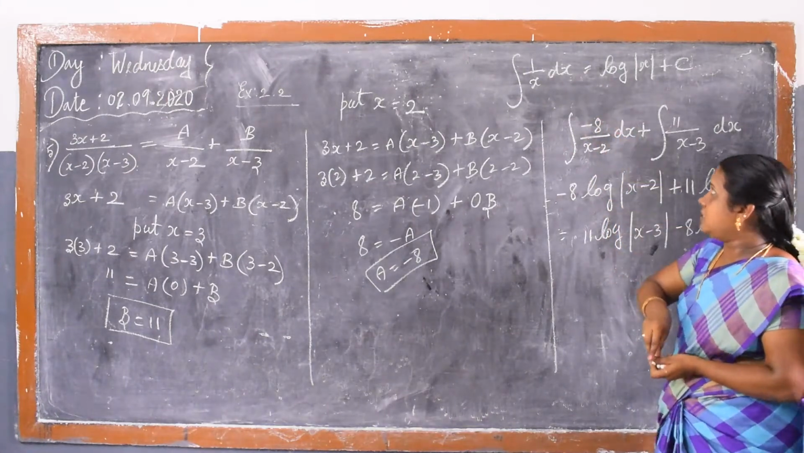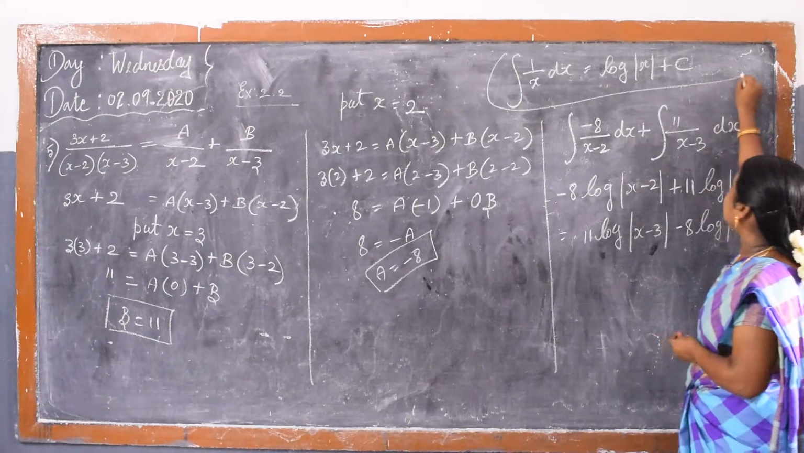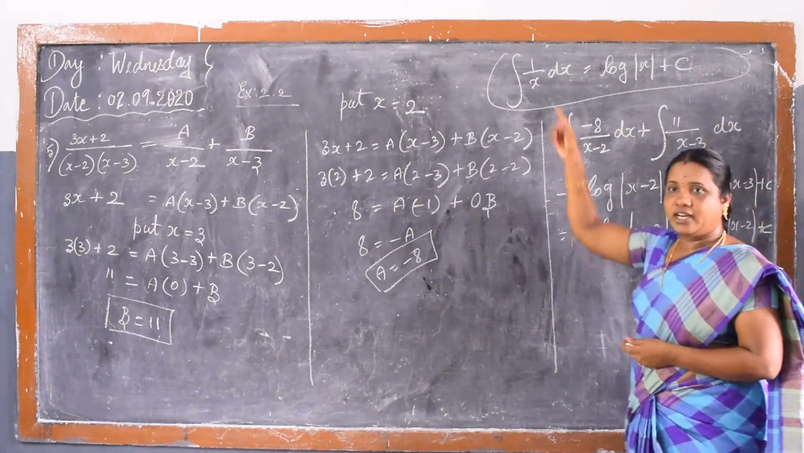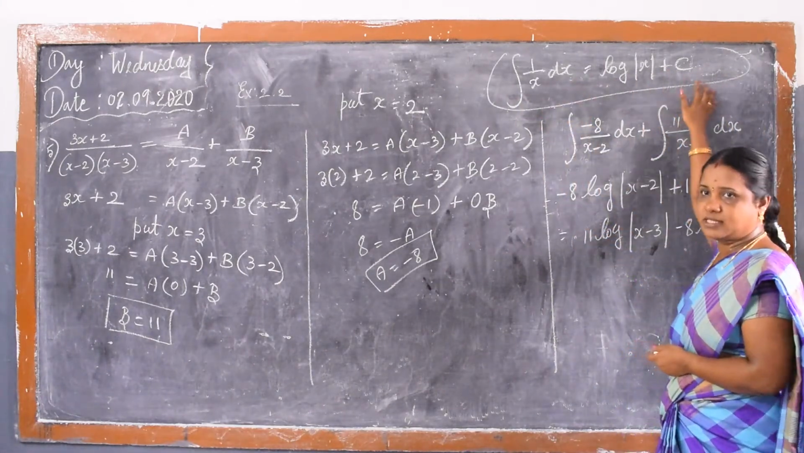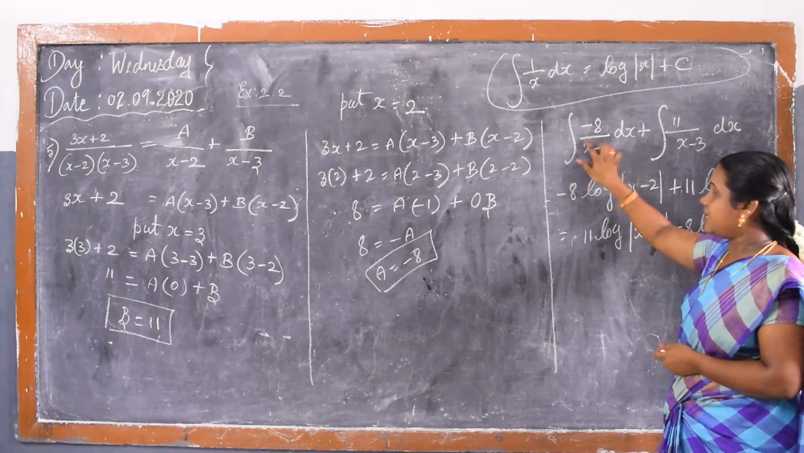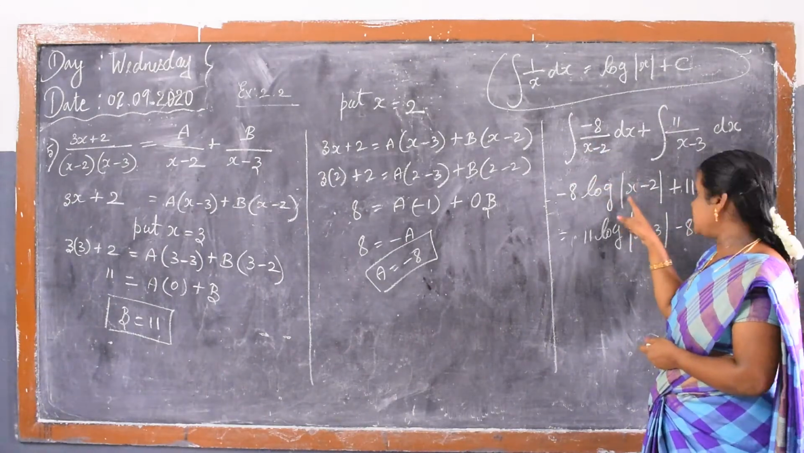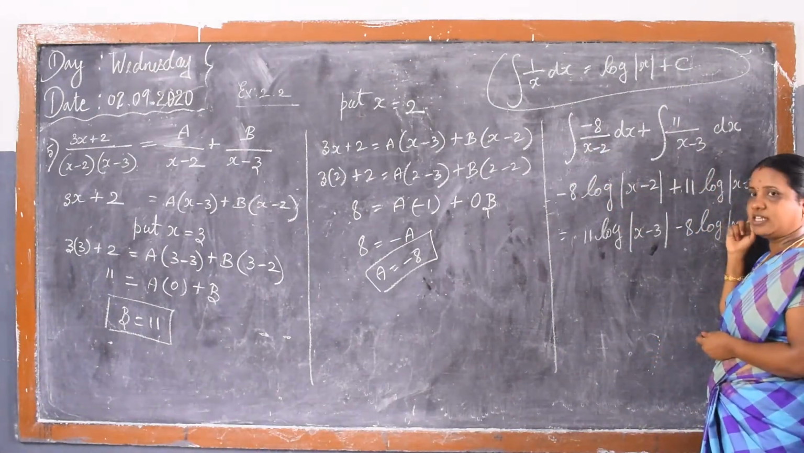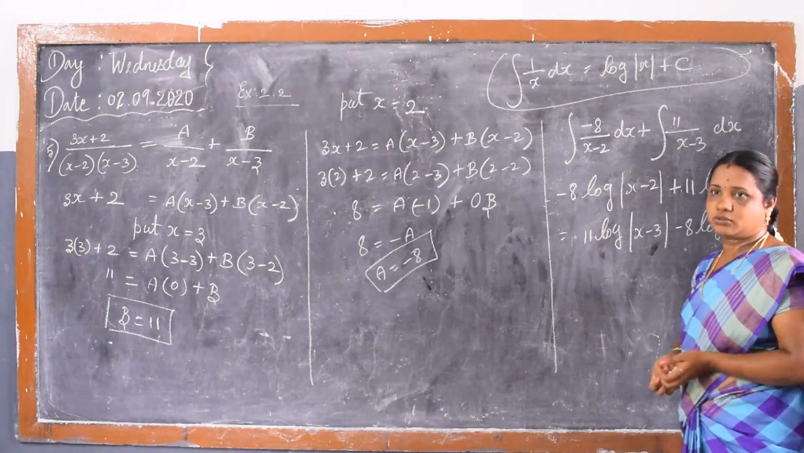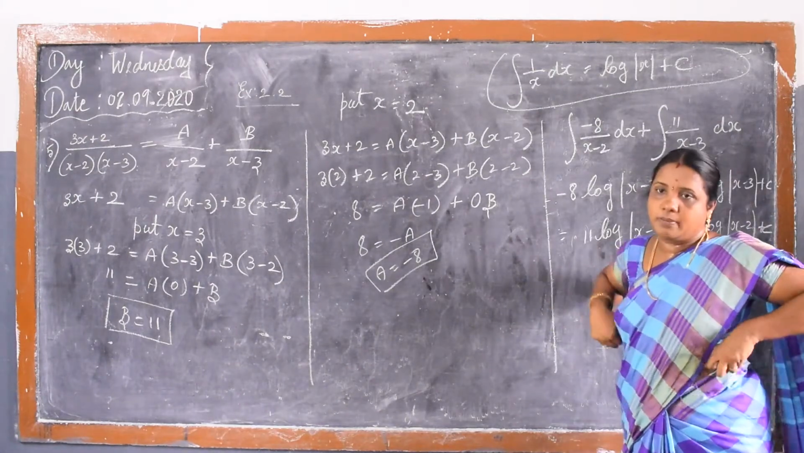What is the result here? This is our important result we are using here. Integrate 1 by x dx is log x plus c. So here x is x minus 2. So log x minus 2. Here log x minus 3 plus. Have you understood? Now you can write down this problem. Copy it.